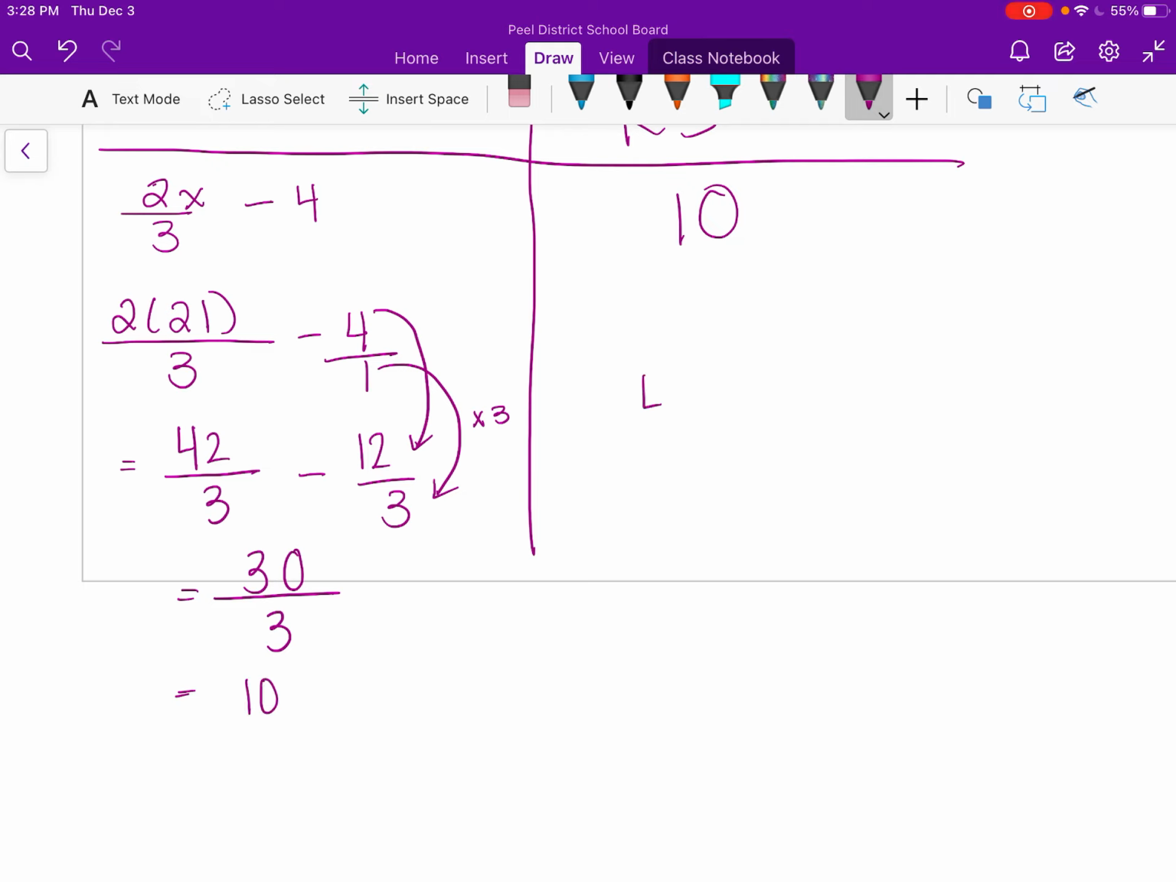Right? And now left side equals right side. Therefore, the statement is true.